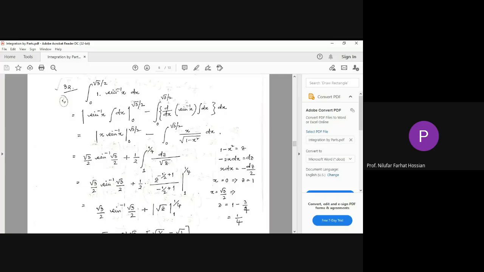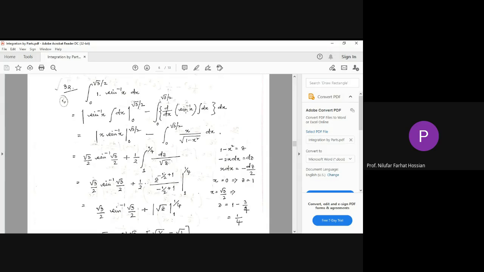So first function into integration of second function and put the limits for the whole of this. And then minus whole integration 0 to root 3 by 2 d dx of the first function, d dx of sine inverse x into integral of 1 dx. Close the second bracket, dx outside. So integral of dx is x. So x into sine inverse x and then the limit 0 to root 3 by 2.